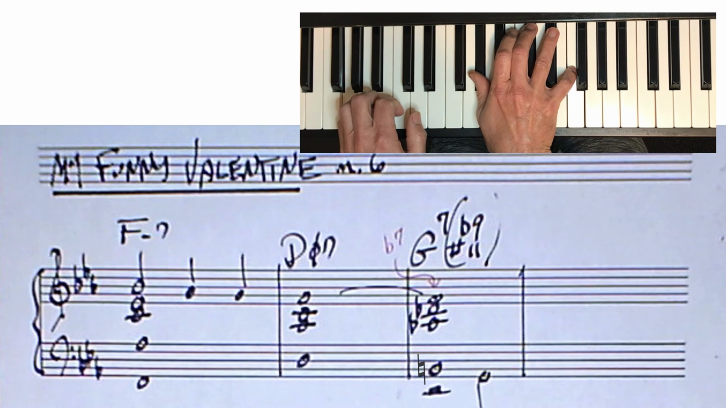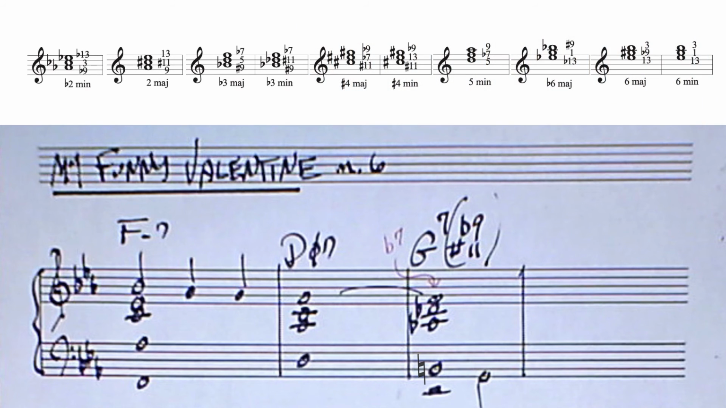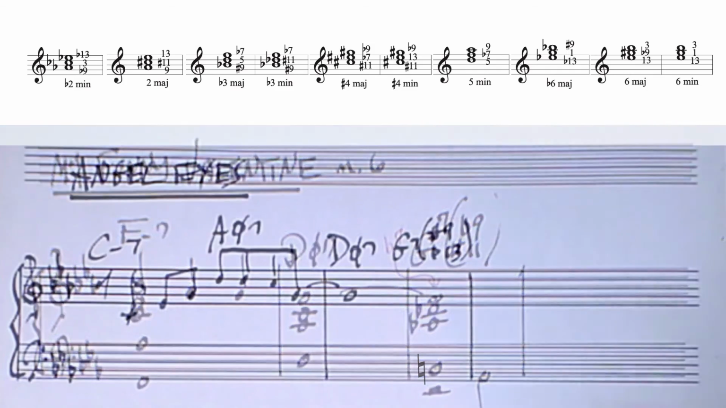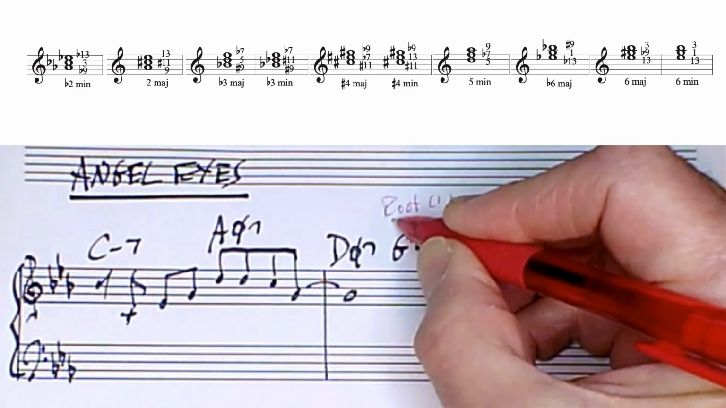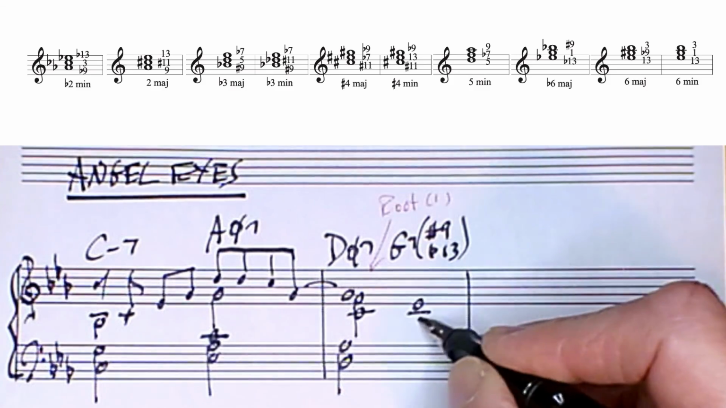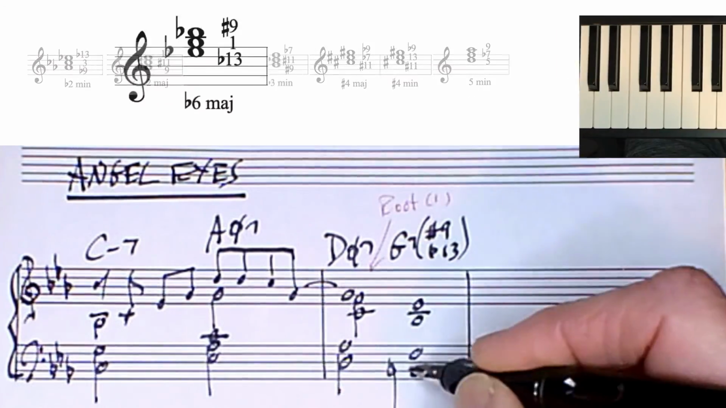And finally, we can even consider a melody note that is the root tone of the dominant chord. I'll use an excerpt from Angel Eyes, where I can get a dominant 7, sharp 9, flat 13 chord if I use a major triad on the flat 6.